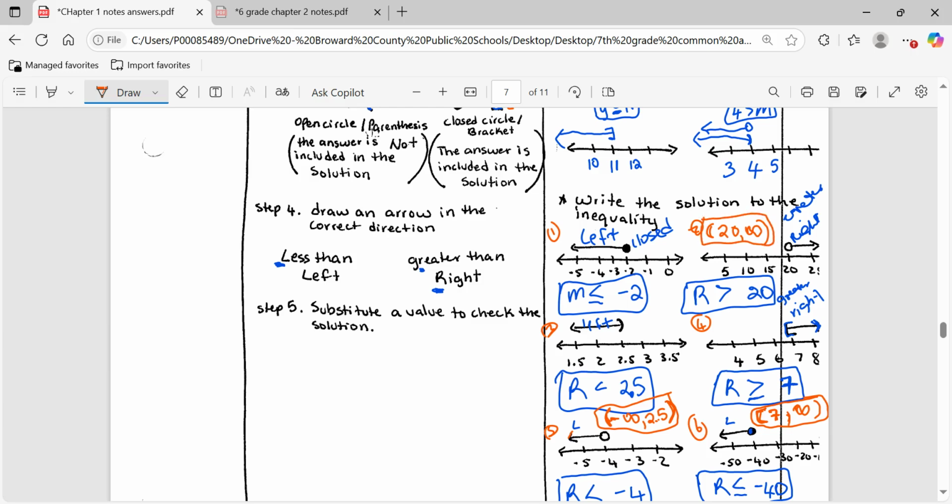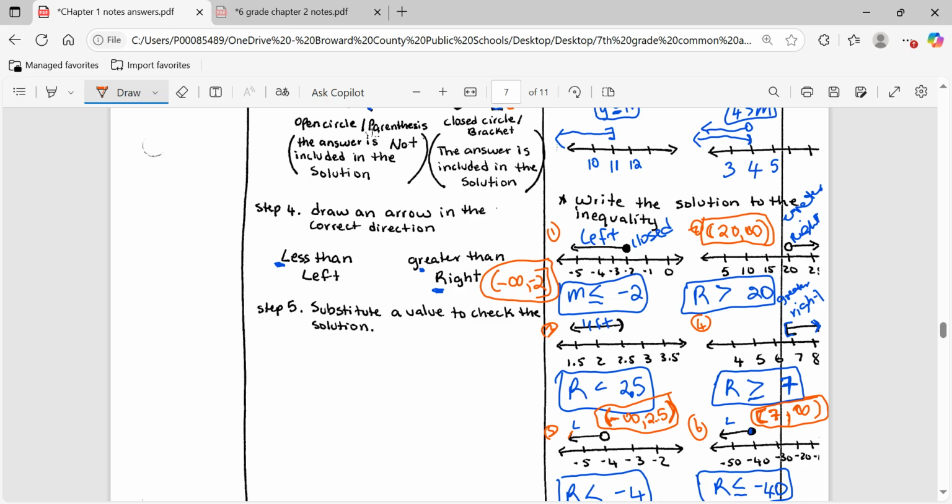And then number 1, you have -2, and it's going to the left. M is less than or equal to -2. So you're coming from the negative infinity side, and then you would stop here at -2, and it's a closed circle, so you would have a bracket. Right? And that's how you would notate it.